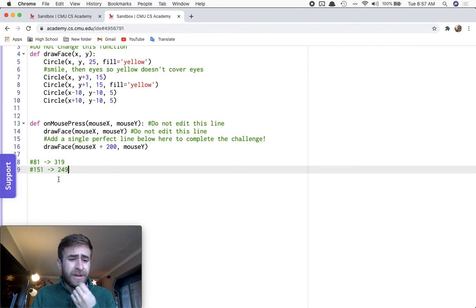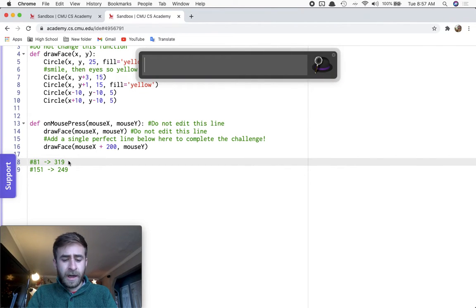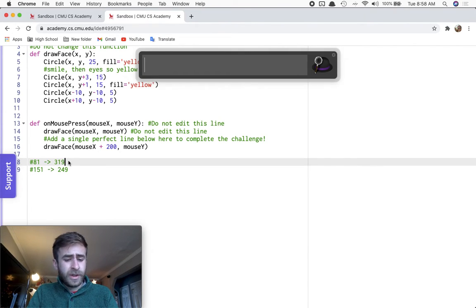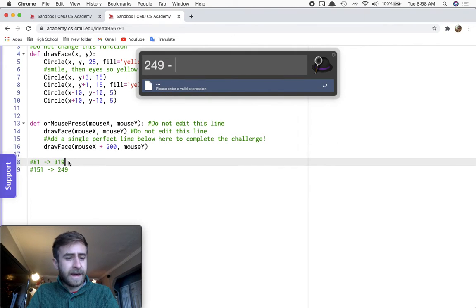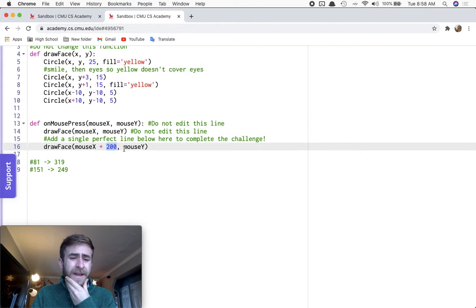81 to 319 is a pretty big difference, right? If I do 319 minus 81, that's 238 of a difference. If I go to 249 minus 151, that's 98 of a difference. It doesn't seem like I'm consistently adding the same thing here.